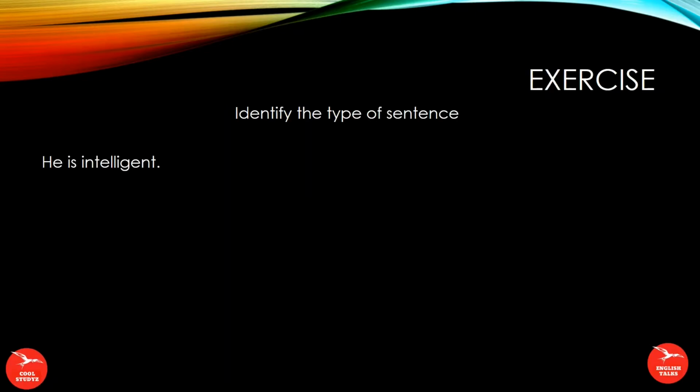All right, so identify the sentence. Here is a quick exercise for you. The first sentence is, he is intelligent. Hey, come on, tell me. Among the 4 types of sentences, he is intelligent is exactly a declarative sentence. You know why? The first thing is that it has a full stop at the end and it's just a statement. No question mark, no exclamation, nothing like that, right? So it's just a statement. So it's a declarative sentence.